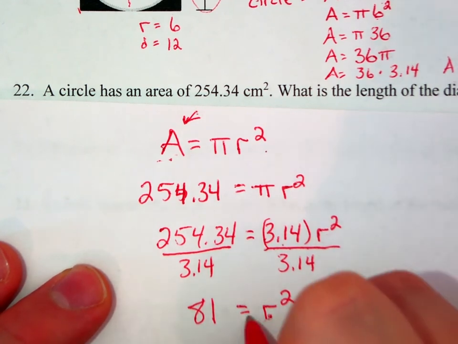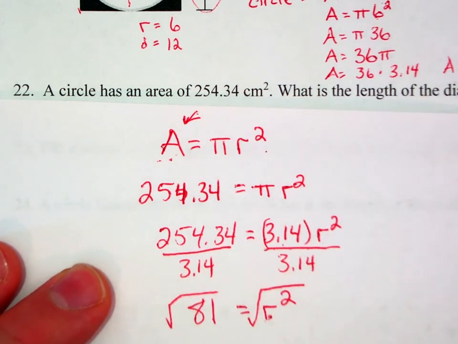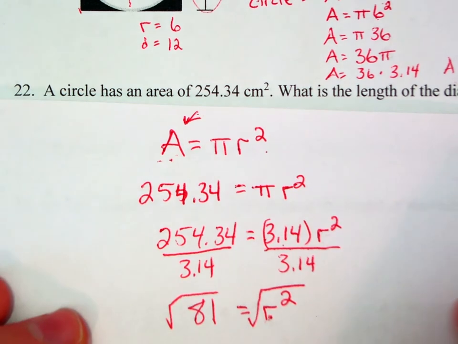Another way we can say that is we can take the square roots of both sides of this equal sign. The square root of 81 is 9, so 9 equals r. We'll get a lot more practice with that, especially as we get into 8th grade. But for right now, it's just so valuable to know those perfect squares so that these problems come very natural to you.